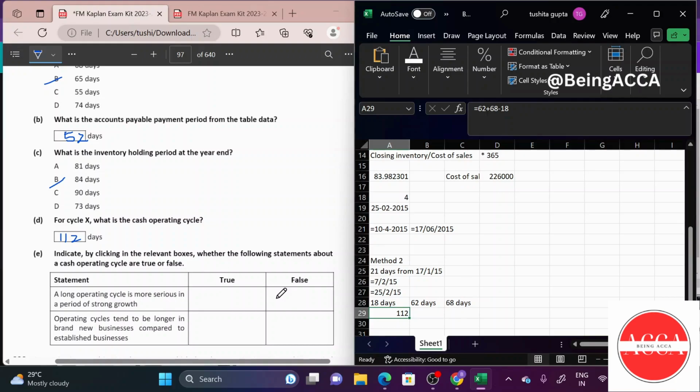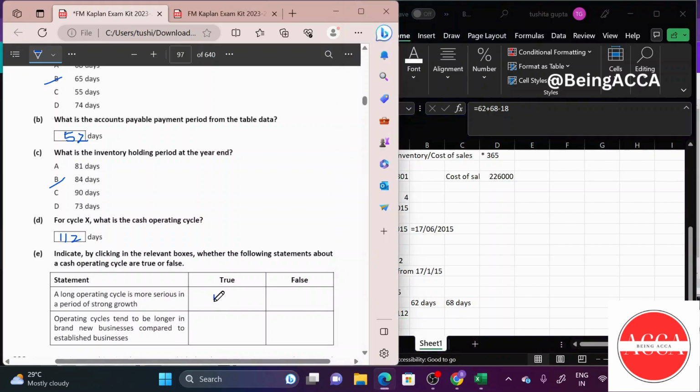whenever businesses are overtrading, they will have a longer operating cycle because they will keep on aggressively making sales without caring how much time their receivables take to make the payment. So yeah, this is a serious concern in the time of strong growth. So this is true. Operating cycles tend to be longer in brand new businesses compared to established businesses.